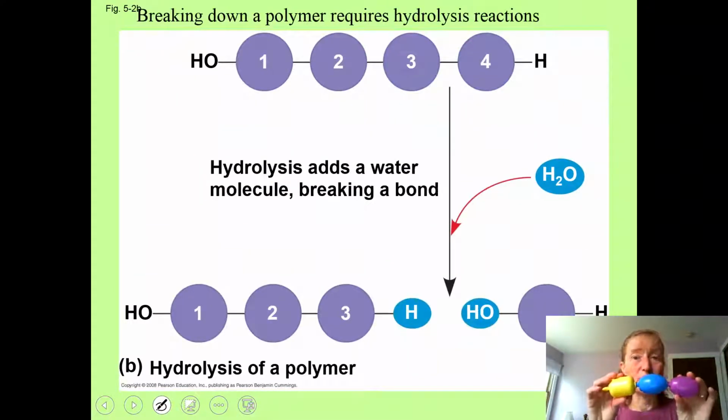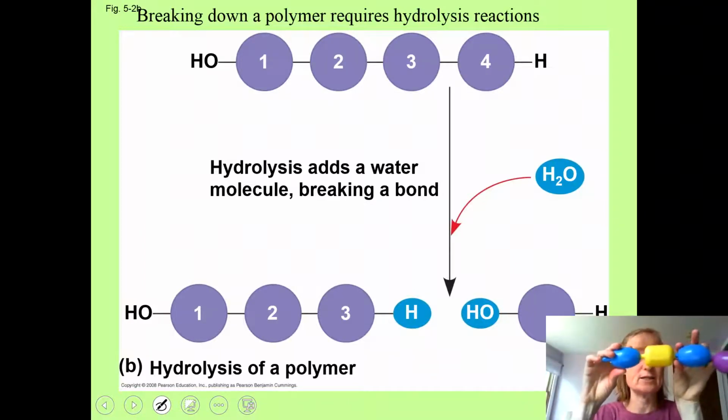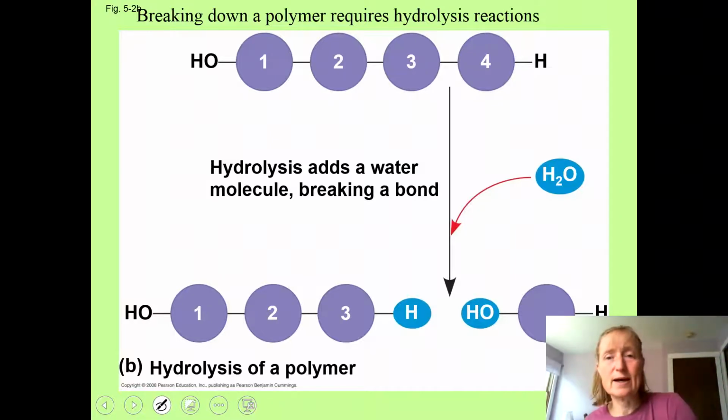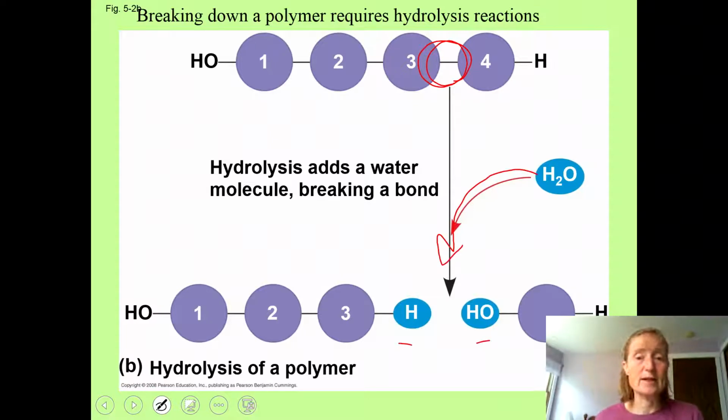Breaking a polymer requires hydrolysis reactions. So now we've got this 4-part polymer, and we want to break it into smaller pieces. To break this bond, and it's a covalent bond right there, requires the addition of water. You can see how the components of water get split, but adding water to break the bond is called hydrolysis, water breaking. And that's what we need to do to break down the polymer.